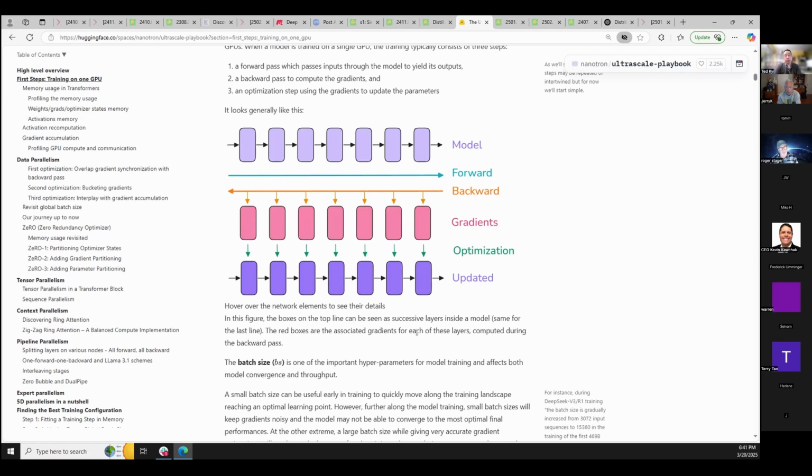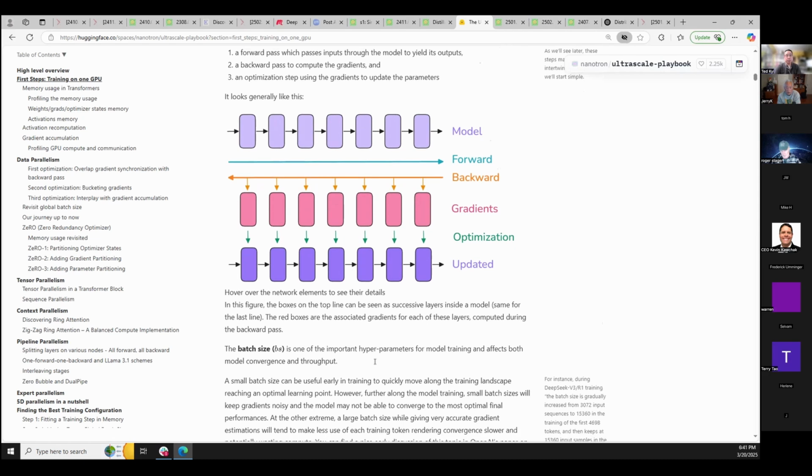And so everything's going to really be talking about how we are going to get the forward and the backward passes done using these various techniques that allow us to take advantage of multiple GPUs.